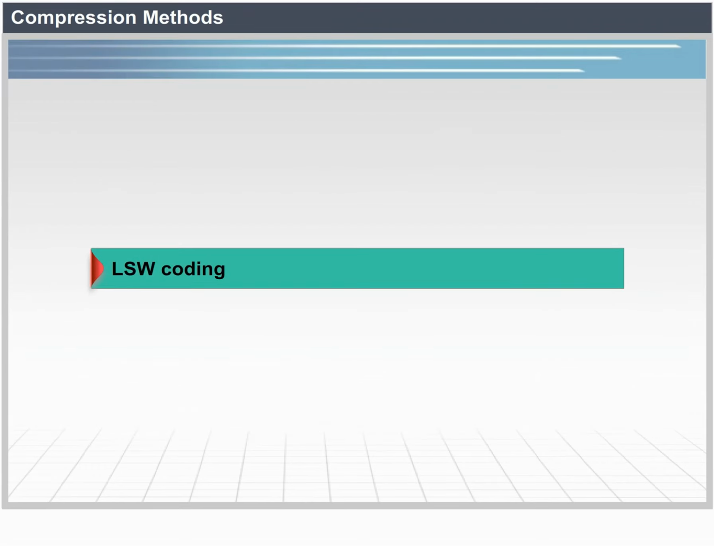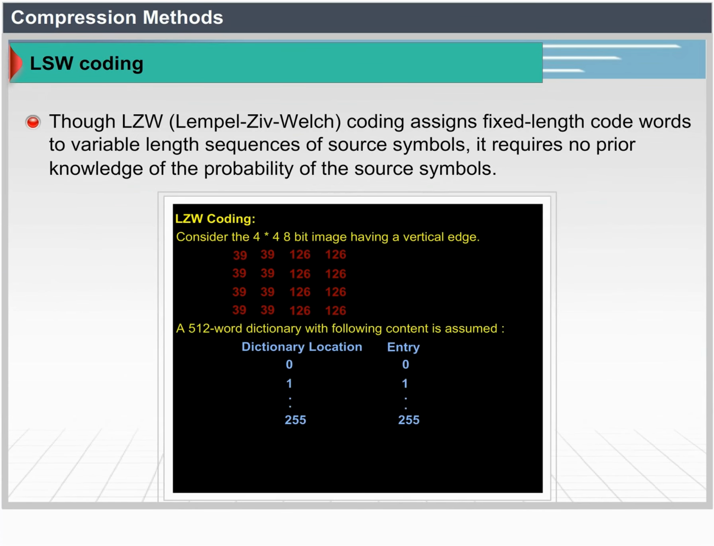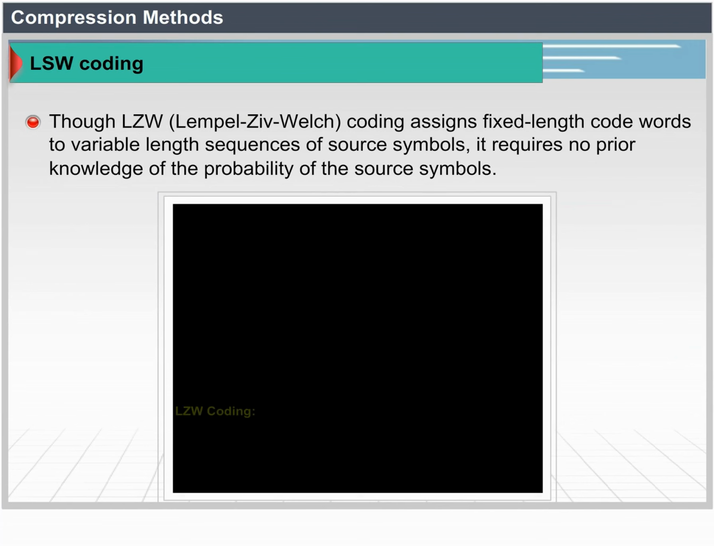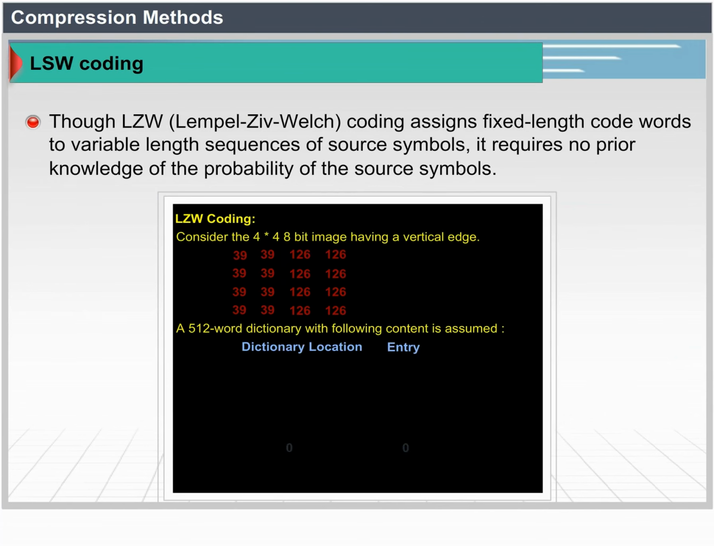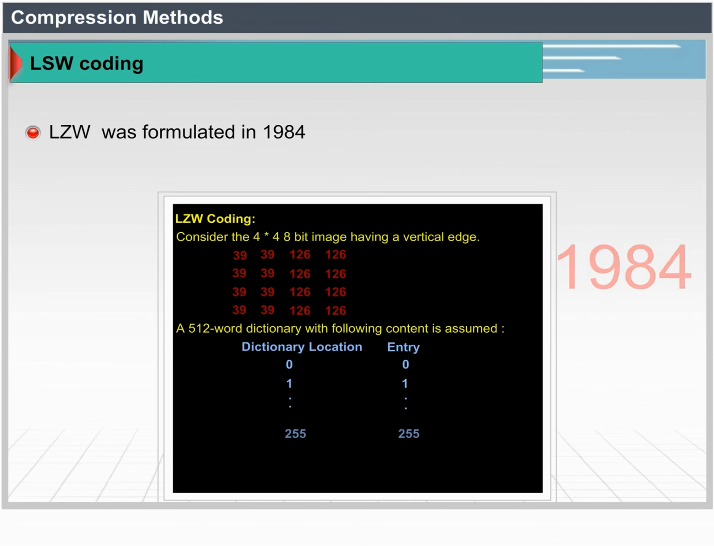LZW coding. LZW, standing for Lempel, Ziv, and Welch coding, assigns fixed-length code words to variable-length sequences of source symbols but requires no a priori knowledge of the probability of the source symbols. LZW was formulated in 1984.